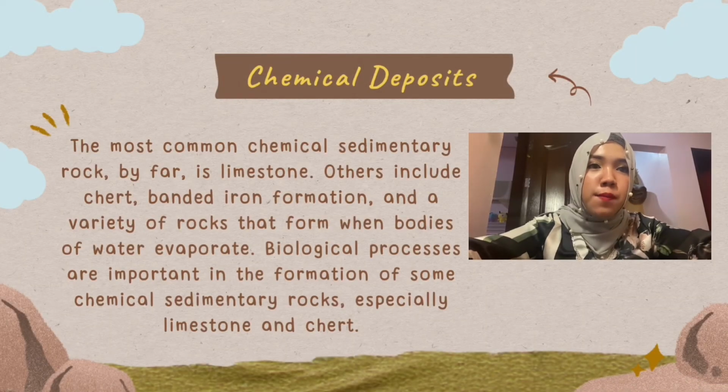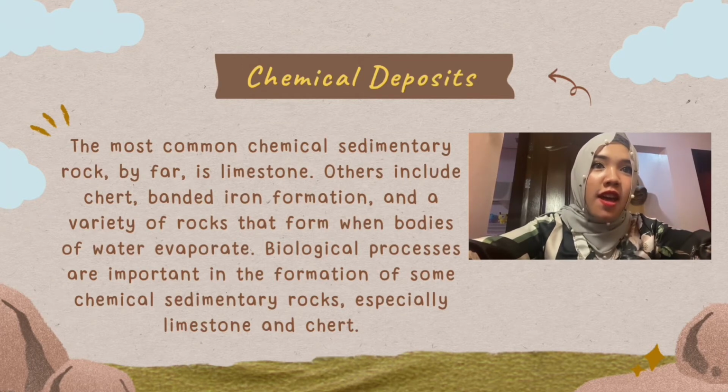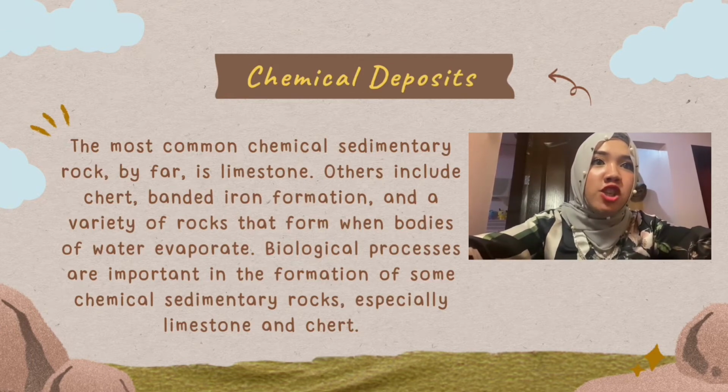Chemical deposits. The most common chemical sedimentary rock by far is limestone. Others include chert, banded iron formation, and a variety of rocks that form when bodies of water evaporate. Biological processes are important in the formation of some chemical sedimentary rocks, especially limestone and chert.